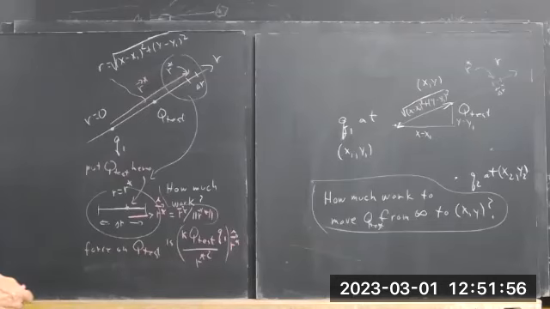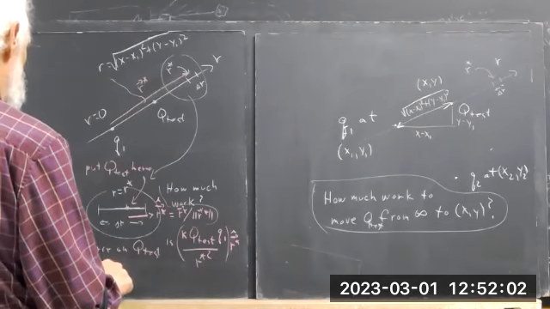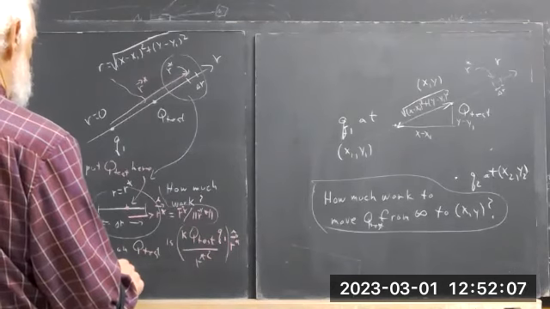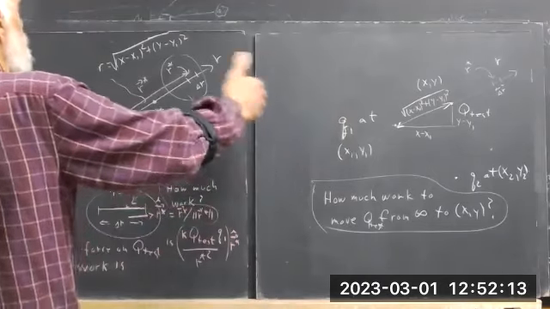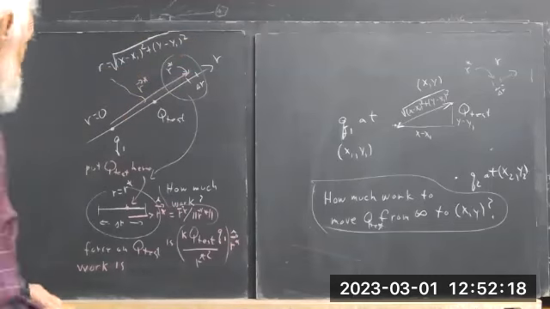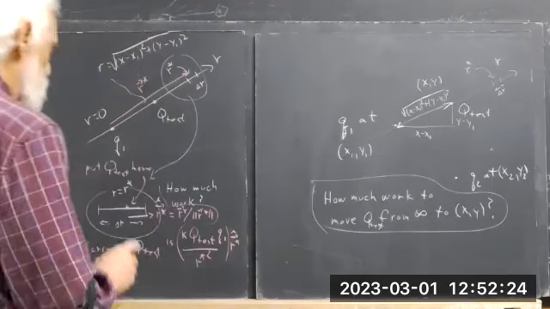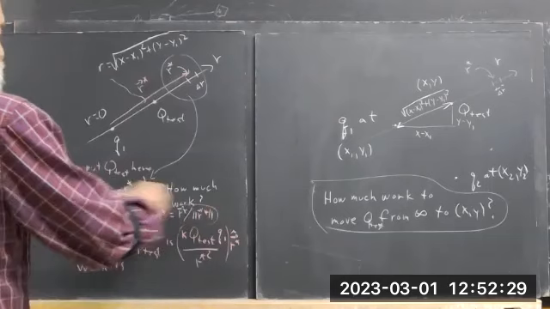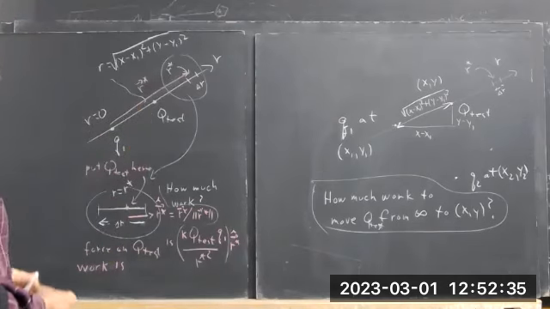And the work. This part. Well, my direction is from infinity to Q test. I asked for the work from infinity to Q test. So my delta R is actually going to have a direction. Delta R is in this direction because we're moving toward the position of Q test.